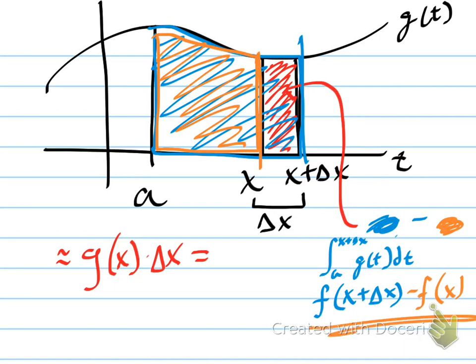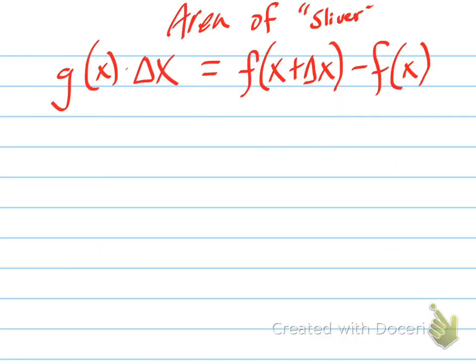So another way of expressing the red space is the area of the blue, which is f of x plus delta x, minus the area of the orange, which is just f of x, from a up to x. So these two things are describing the same thing, and as such, we can set them equal to each other. The area of that little sliver as a rectangle is this, and as the difference between two areas under the curve, which is what the definition of f is made to be, would be that portion over there. I'm going to divide both sides by delta x.